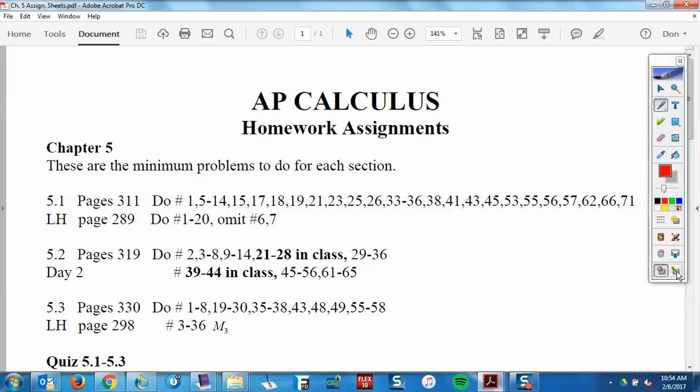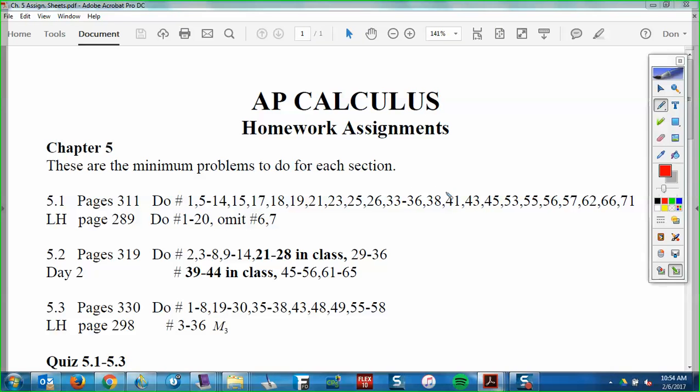Back to that assignment sheet, it's basically what you didn't do in the book before, and then this right here, which is this packet. Now remember LH, that's Larson and Hostetler, stands for the authors of the book this came from. Let me show you in there what's going on.